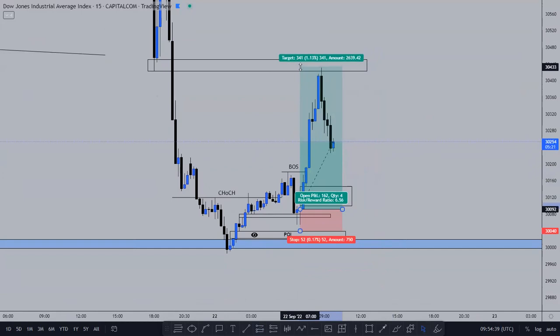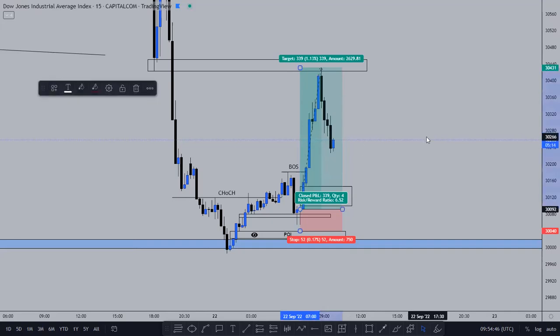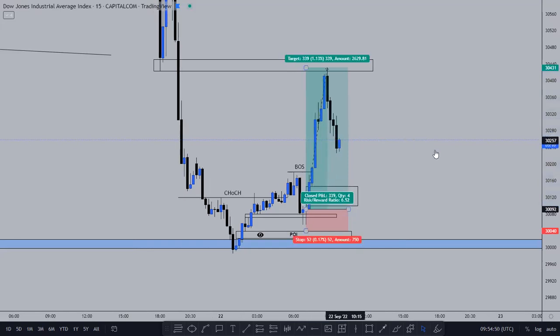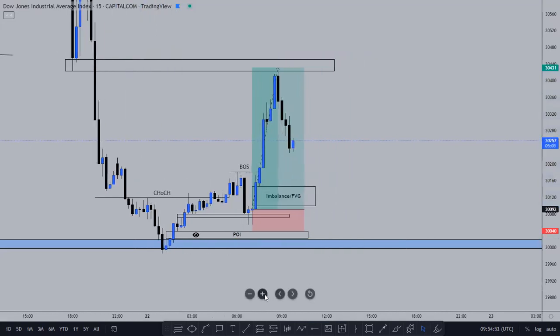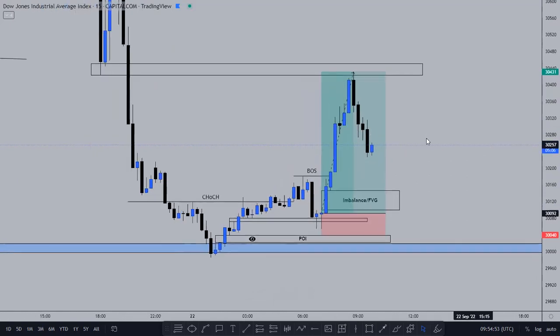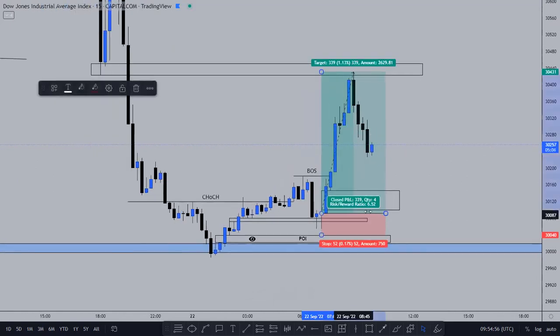So far on US30 today, we've managed to bank something like 339 pips. 339 pips on US30 so far for today, banked.